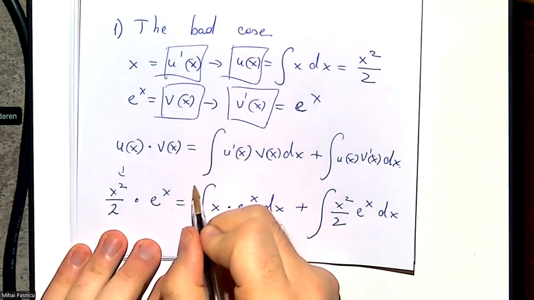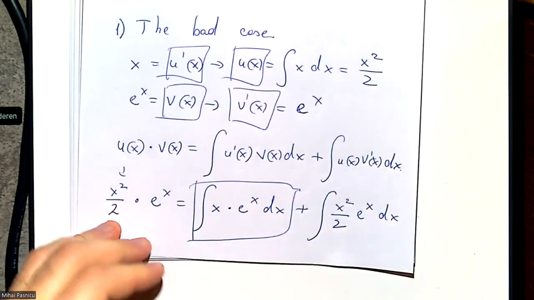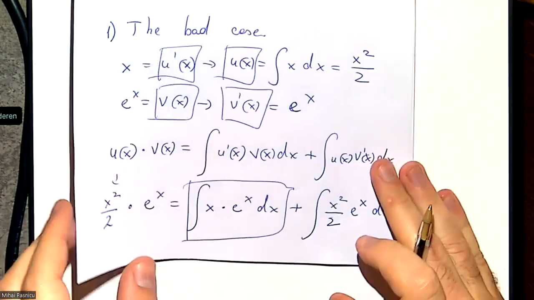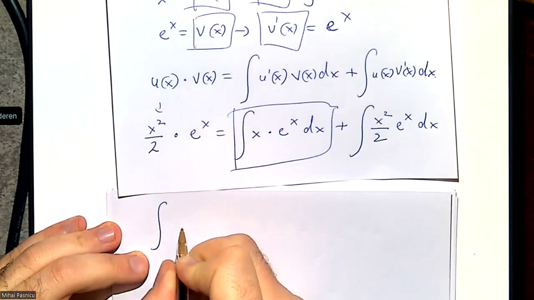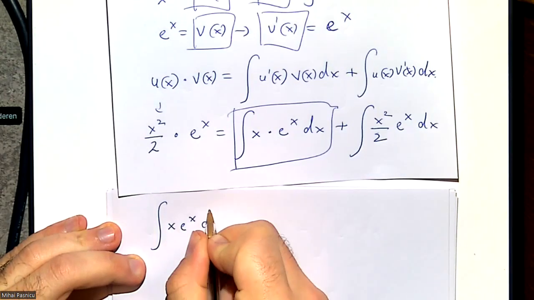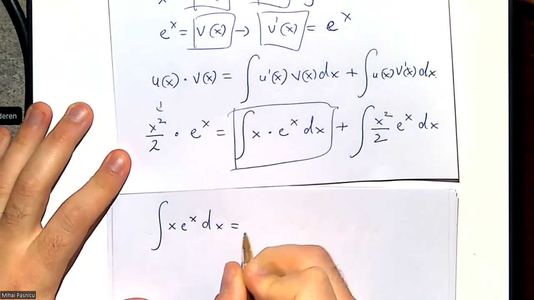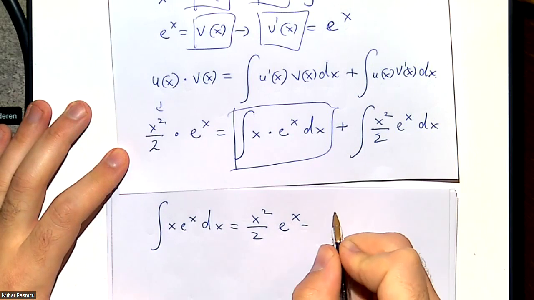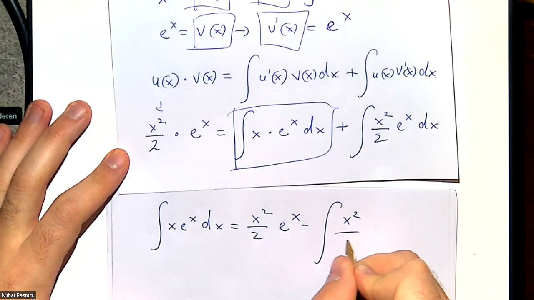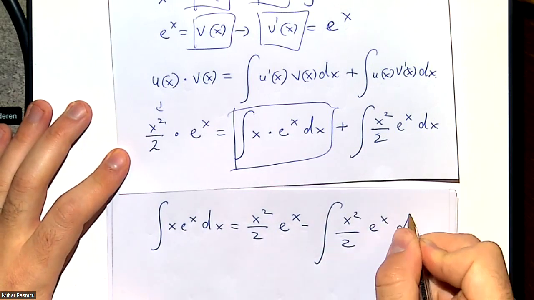Now, this is what I need to find out. So let's pull it out and see what we get. We get integral x e to the x dx is equal to the left side minus integral x squared over 2 e to the x dx.